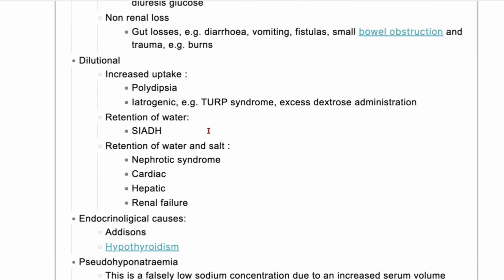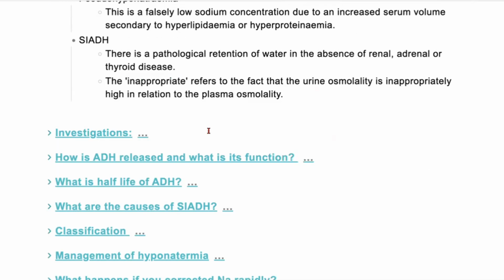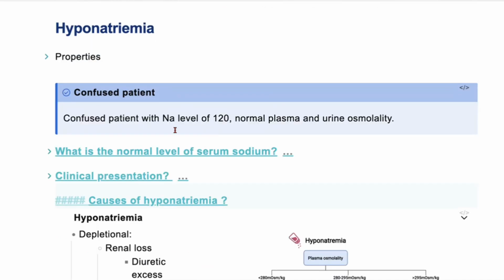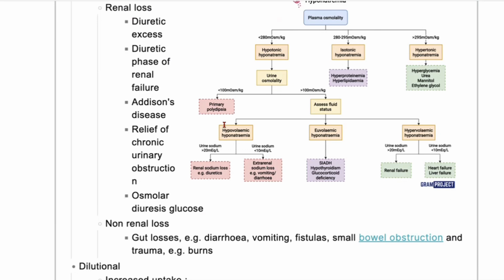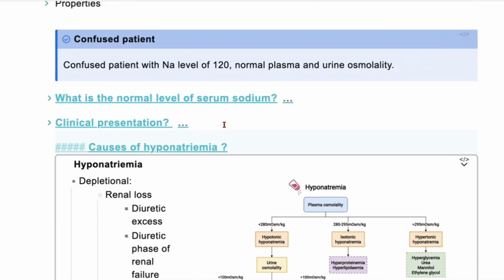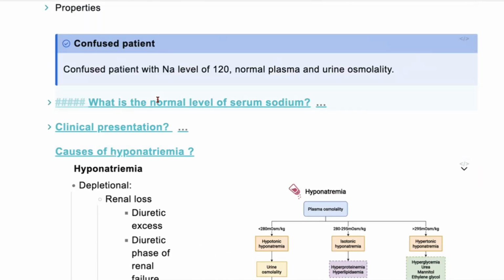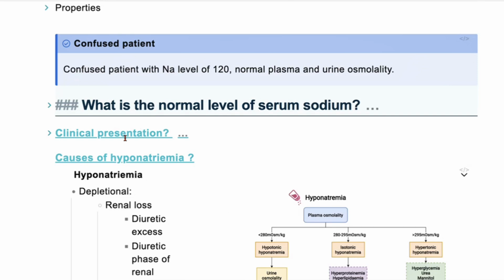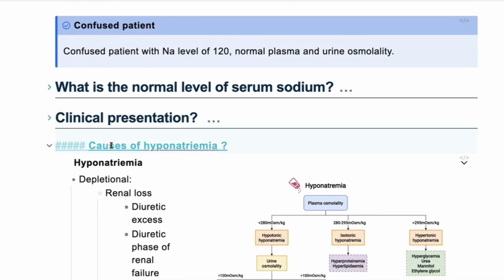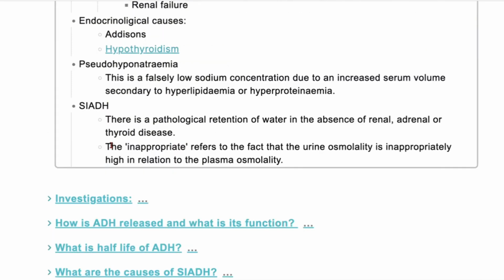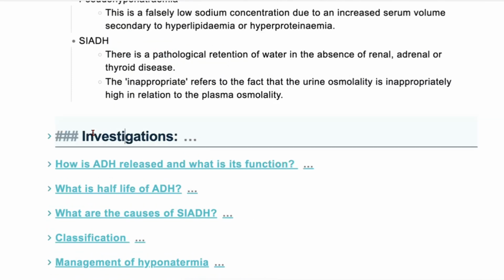Given that we're here already, we can do the hyponatremia as well. You have a hyponatremic patient with sodium of 120. What is the normal level of sodium? The normal level of sodium is 135 to 145 millimoles per liter. I think we talked already about clinical presentation. We talked about the causes. What are the investigations you're going to offer?